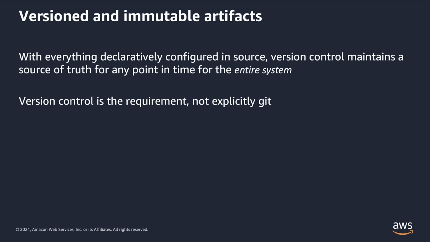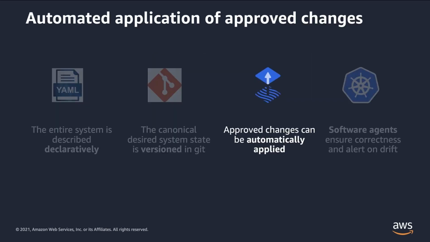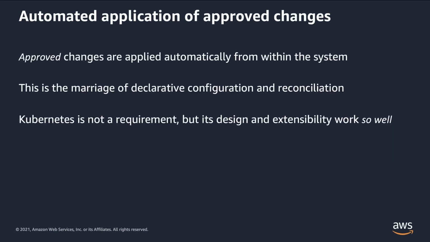What really is required is that everything is versioned, right? We have immutable artifacts for our declarative configuration, because then we get to the next step of automatically applying changes, and we need to know what we're applying. We need a source of truth, right? So from Git, we can have these approved changes be applied automatically from within the system. So this is the marriage of declarative configuration and reconciliation in the cluster. The cluster is constantly driving the actual state to be converged with the desired state.